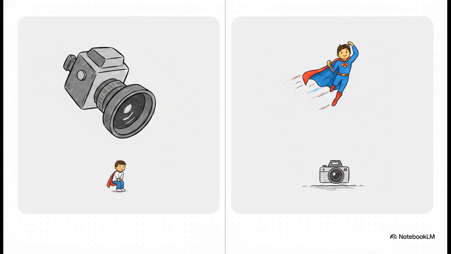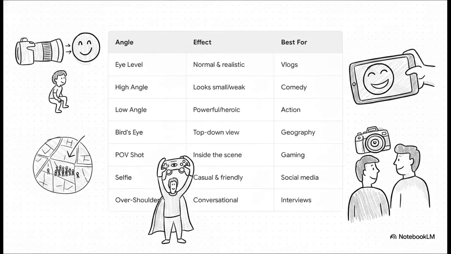If you shoot from above, physically pointing the camera down at them, that child instinctively looks small and kind of weak to the viewer. But if you simply move the camera and shoot from below, looking up at them, suddenly that exact same kid looks like an absolute superhero. You always have to ask yourself, what do I want my viewer to feel? Let's crack open our toolkit and run through a bunch of these angles.